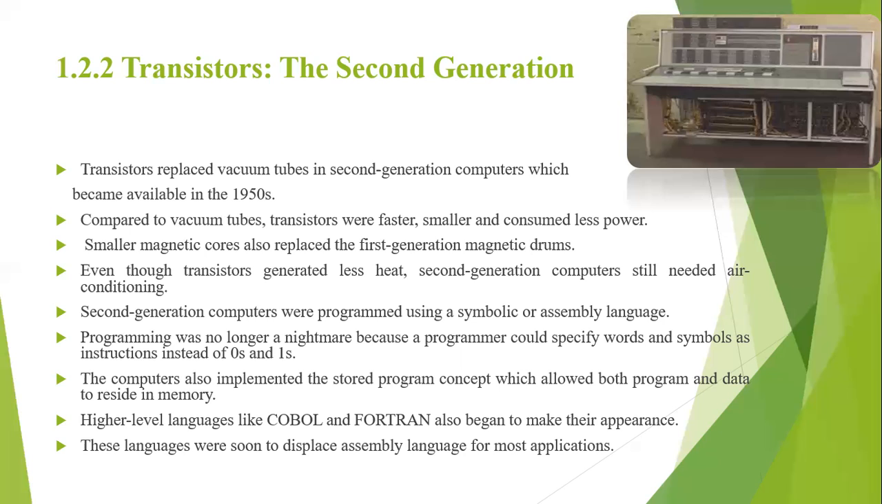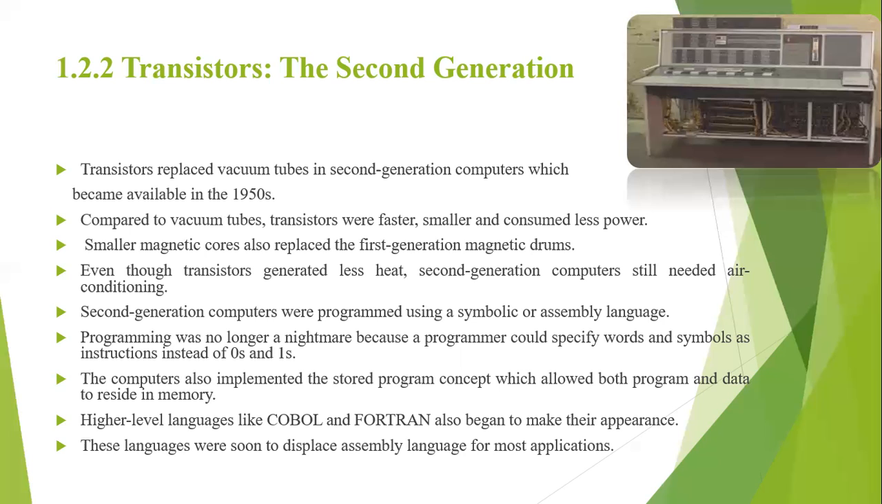Though the amount of heat generated was less compared with first generation computers, second generation computers still needed air conditioning. Second generation computers were programmed using a symbolic or assembly language. As we have seen, first generation computers were programmed using machine language.